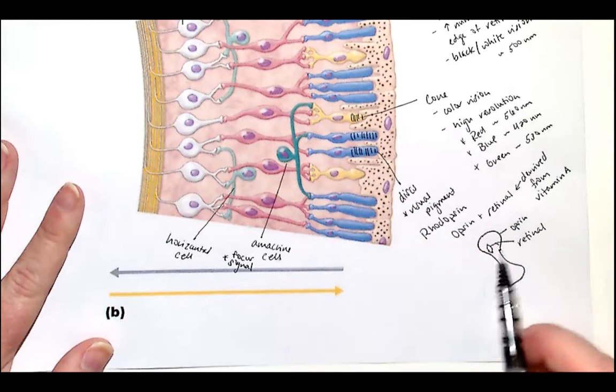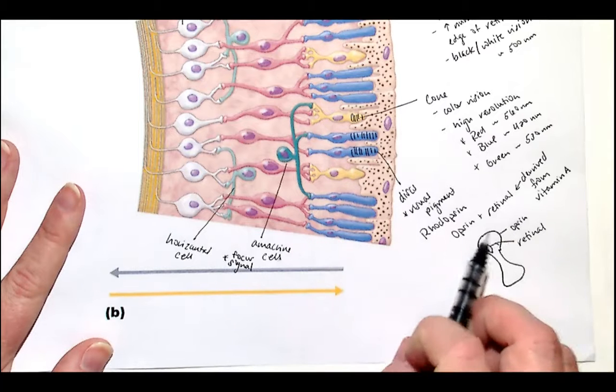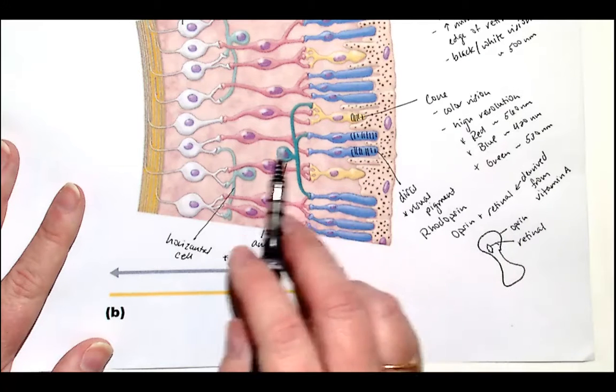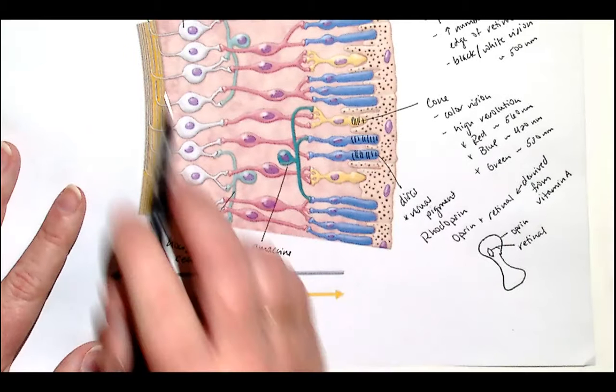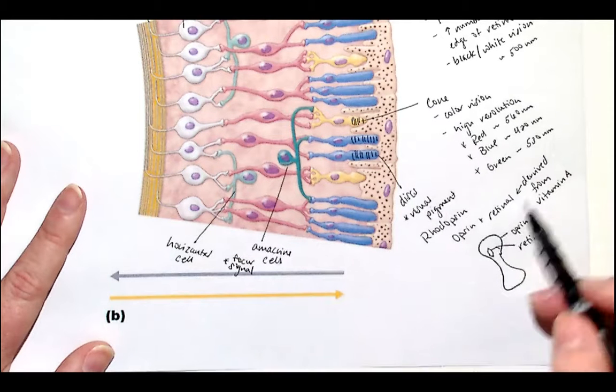And every single time light hits the rods and cones, this rhodopsin is excited, and that causes a signaling cascade to send a signal from the rod or the cone to the bipolar cell, to the ganglion cell, and then down through cranial nerve number 2. And we'll look at that in just a second.